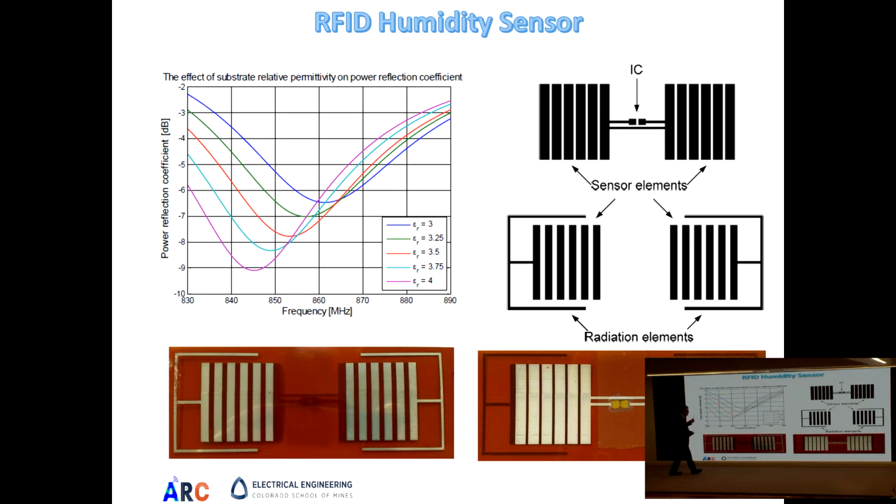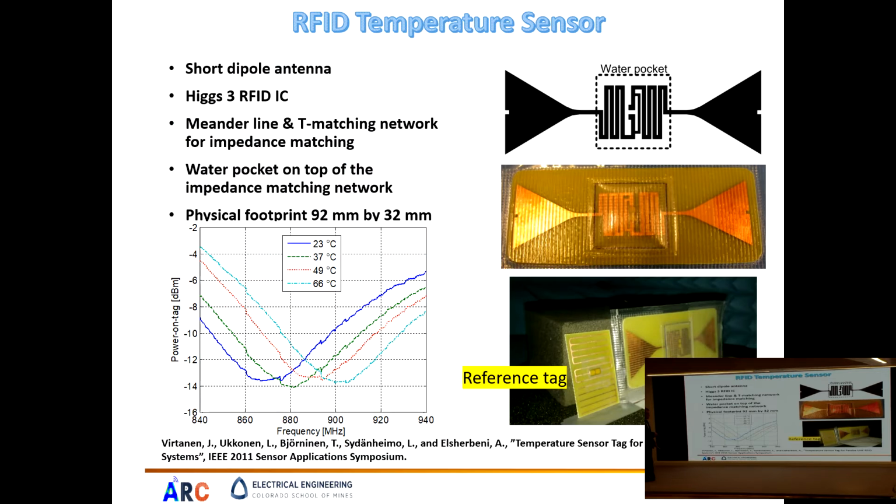Now, the optimal operating frequency is the minimum of all these curves. And these are done for different kinds of permittivities, so that you should have a lookup table between the permittivity of the material and the humidity of the medium itself.